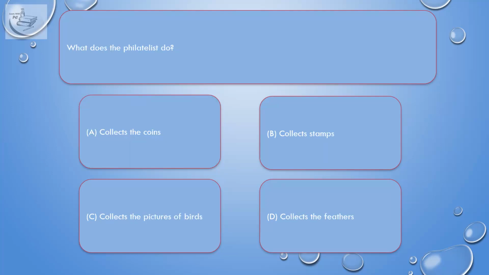Question: what does the philatelist do? A. Collects the coins, B. Collects stamps, C. Collects the pictures of birds, D. Collects the feathers. Correct answer is B. Collects stamps.